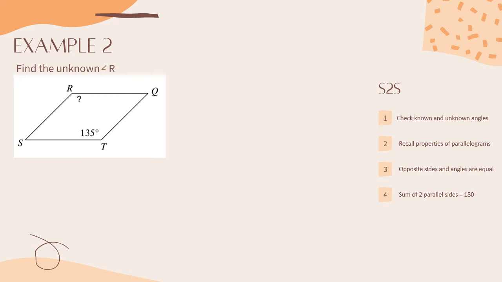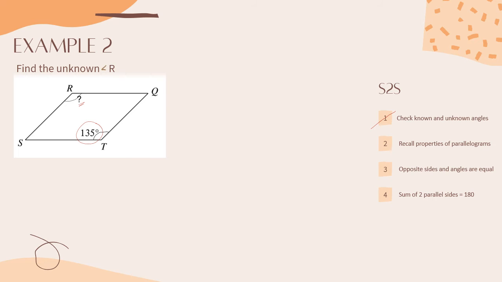Example 2, find the unknown angle R. So let's just examine our parallelogram here. We have RQTS or SRQT as a parallelogram. We have angle 135 over here at angle T. Then we are required to find what is angle R. There's a question mark right there. So step 1, check known and unknown angles. Known angles is what we know, 135, and unknown angles is what we need to find. So that is step 1.